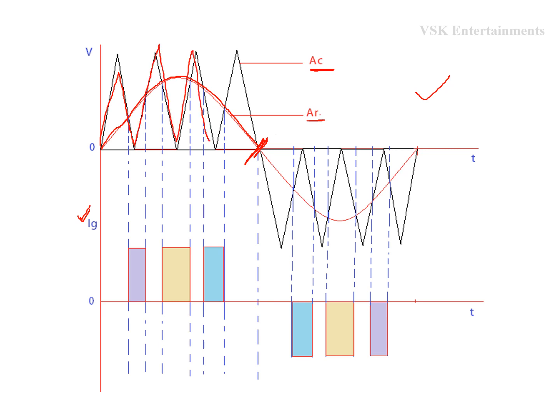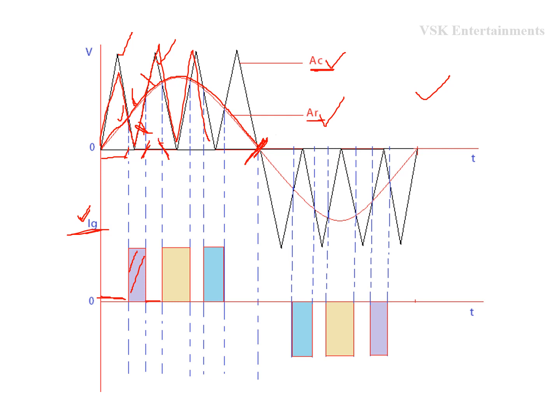Now by comparing the magnitude of reference as well as the magnitude of carrier, we are going to generate the gating pulses. In this duration, the magnitude of carrier signal is greater than the magnitude of reference signal, so we are not going to get any gating pulse. Now compare from this point to this point. In this duration, the magnitude of reference signal is greater than the magnitude of carrier signal, so we are going to get the gating pulse. Similarly, from this point to this point, the magnitude of carrier is greater than the magnitude of reference, so we are not going to get any gating pulse.